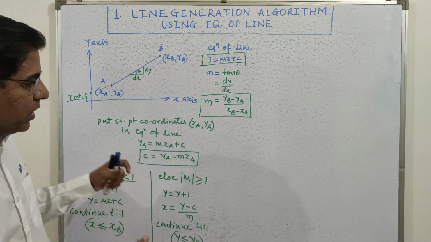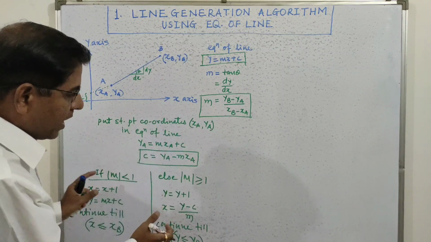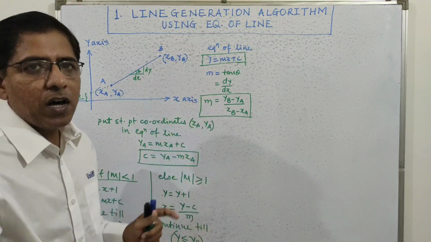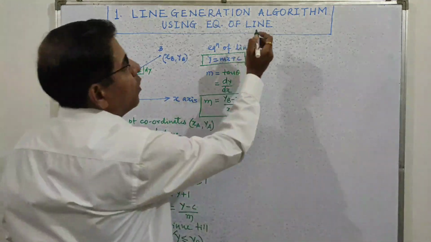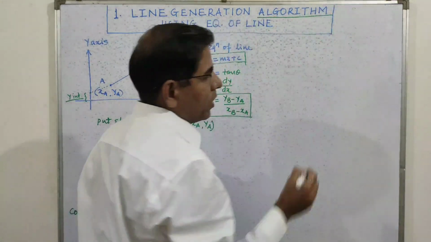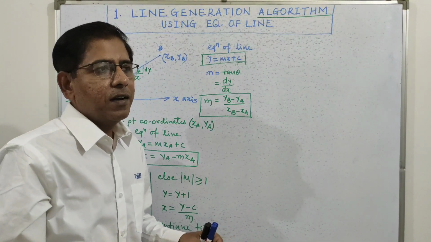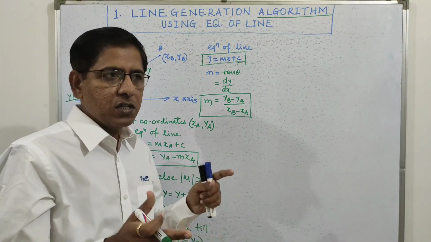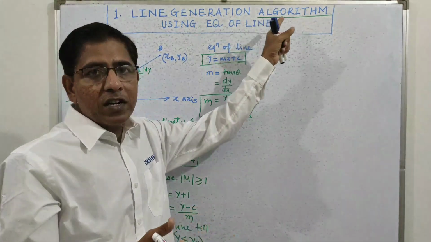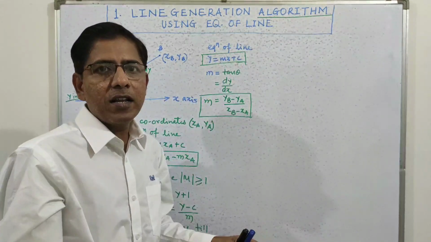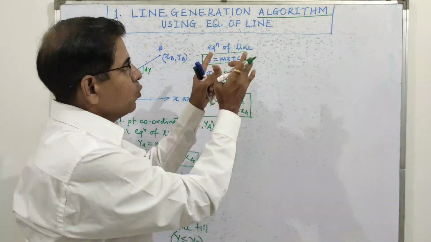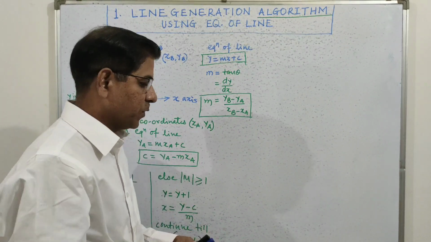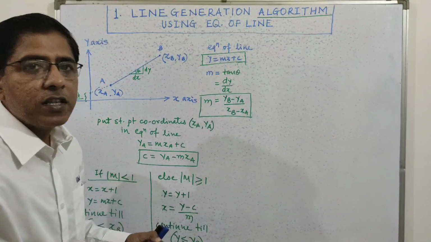Okay, now we try to write this mathematical analysis, or mathematical logic, in the form of an algorithm. So what is an algorithm? Algorithm is nothing but a systematic way of writing your logic. Whatever logic you have developed, now it's time to write it in a systematic way. So we write down the algorithm here.